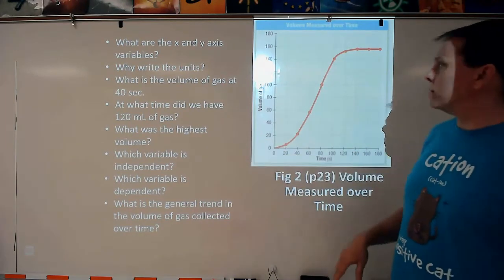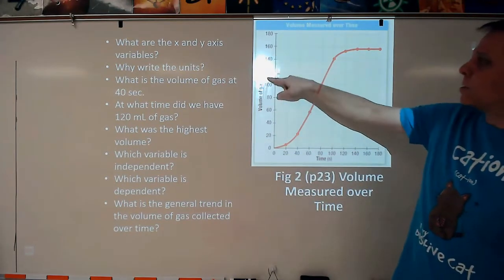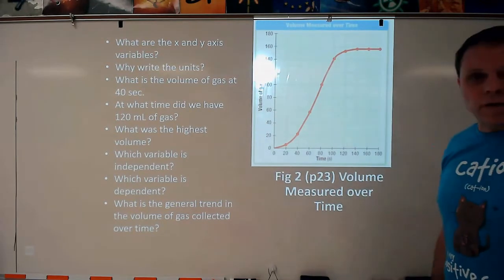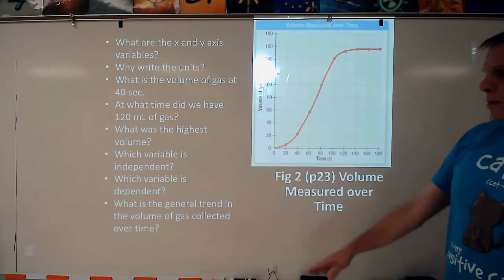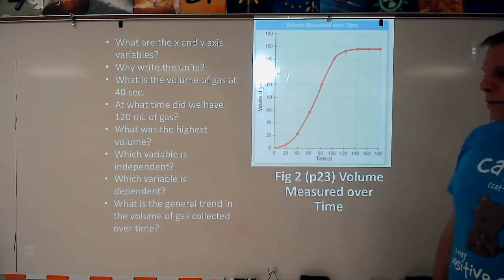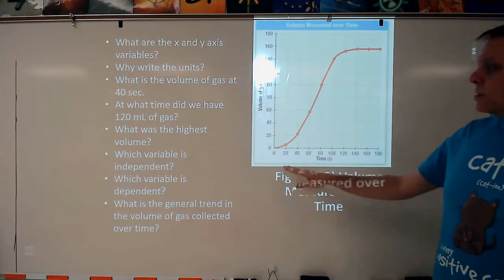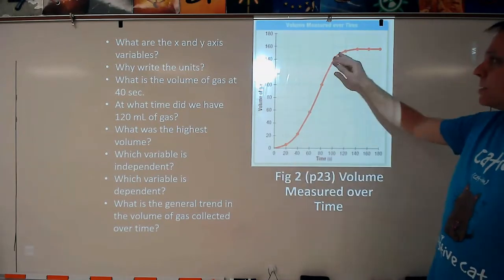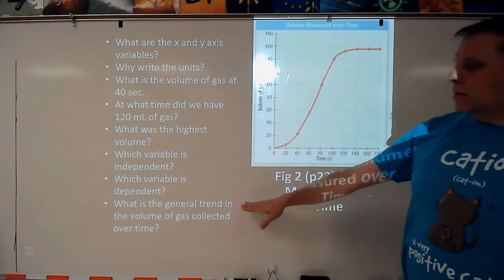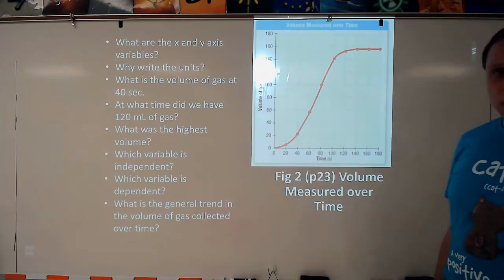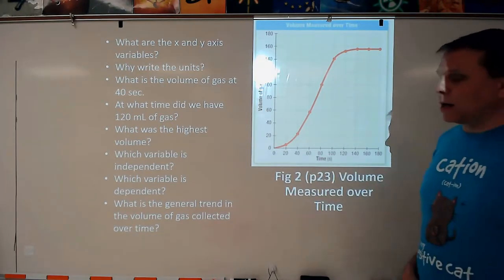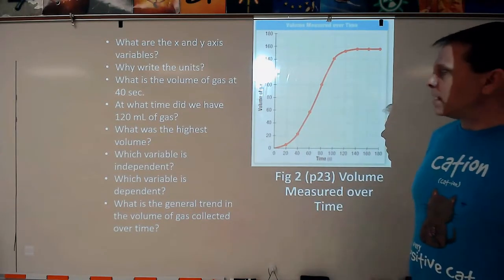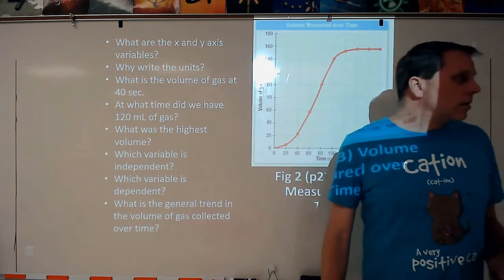What was the highest volume? Well, we want to see what's the highest number we got to on the volume, and so it looks like we kind of plateaued somewhere at 155 or so, right? And then let's go down to the bottom one. What is the general trend in the volume of gas collected over time? So is that general trend increasing or decreasing? Okay, the general trend is that it increases and then flattens out. And so it's important to look at trends, right? That's the whole idea behind line graphs, is we can see the trends over time. Okay, so increasing and then flattening out. All right, so let's go on to our next one.